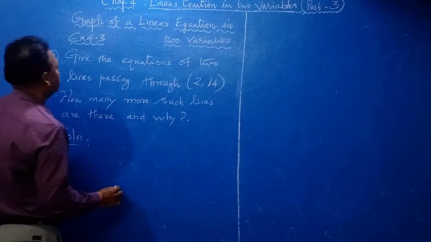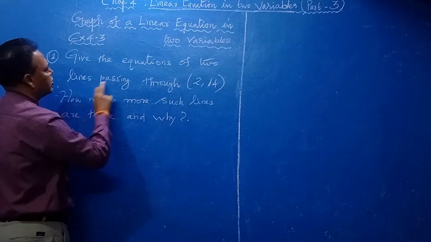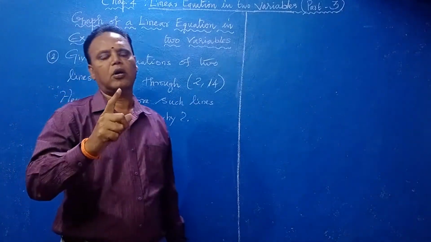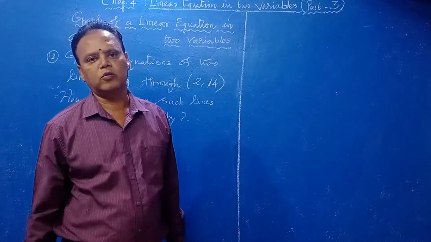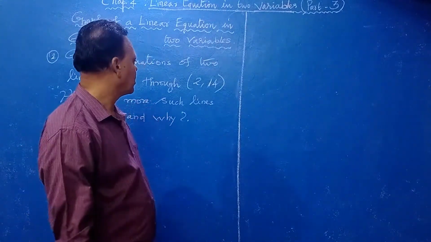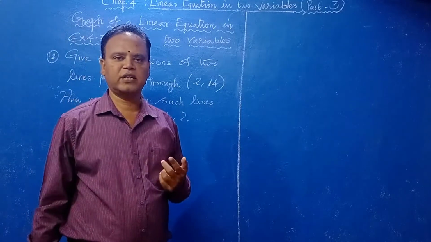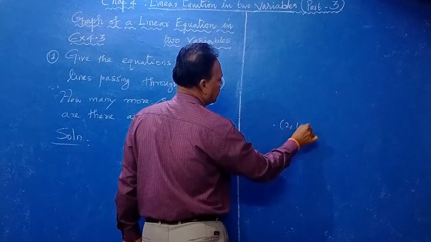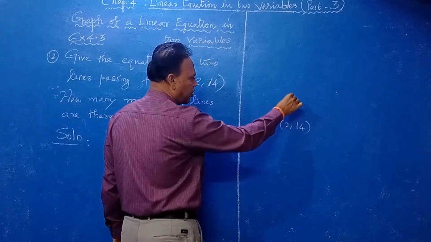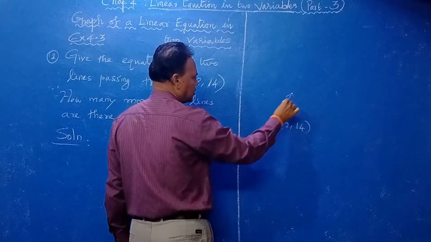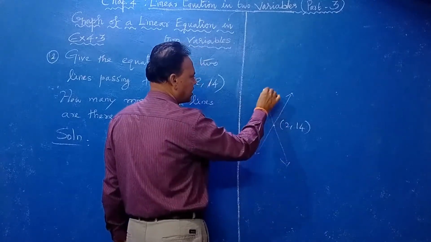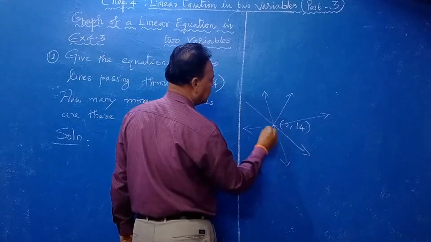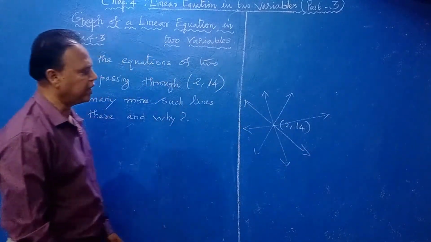already you studied. Clear? Equation of two lines passing through this point, one given point. Okay, how many lines will pass through? Infinitely many lines. Clear? One point. Mark this one point, 2,14. Right? Through this point, you can draw so many lines. You can draw or not? So, each and every line having an equation. Like this, you can draw so many lines.